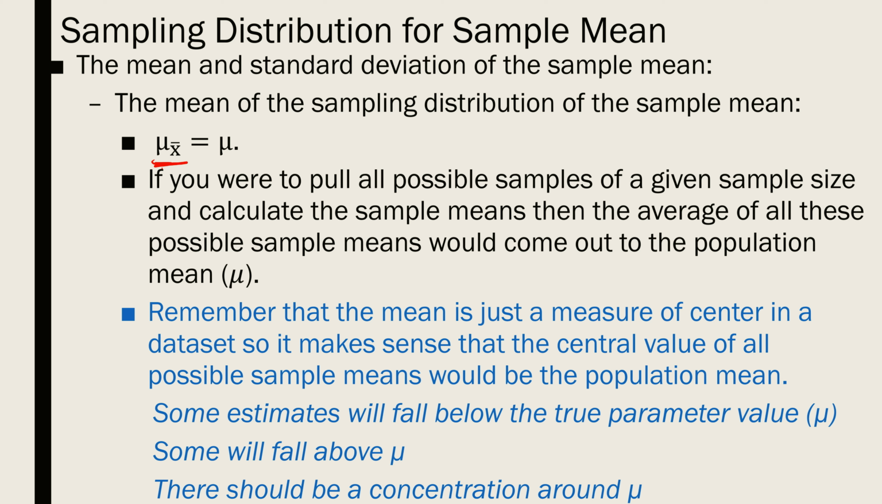Remember that the mean is just a measure of center in a dataset, so it makes sense that the central value of all possible sample means would be the population mean. Some estimates will fall below the true parameter mu, and some will fall above it. Overall, there should be a concentration around mu.